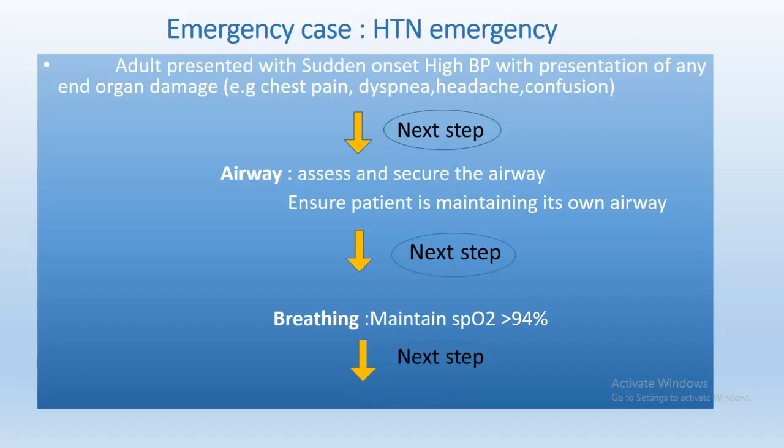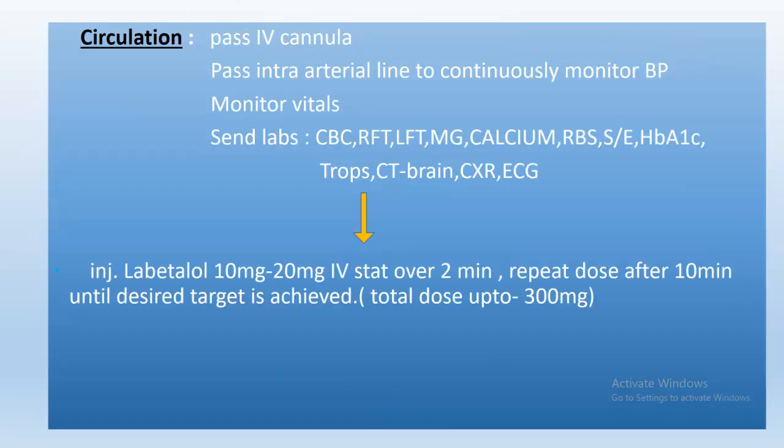So next, how would we treat such a case? We will be talking about emergency. First of all, an adult presents with sudden onset high BP with end organ damage: chest pain, dyspnea, headache, confusion, papilledema, increasing urea. Once it presents like this, and the systolic BP is more than 180 or the diastolic BP is more than 120, your approach will always start with the ABCs, and then the circulation.